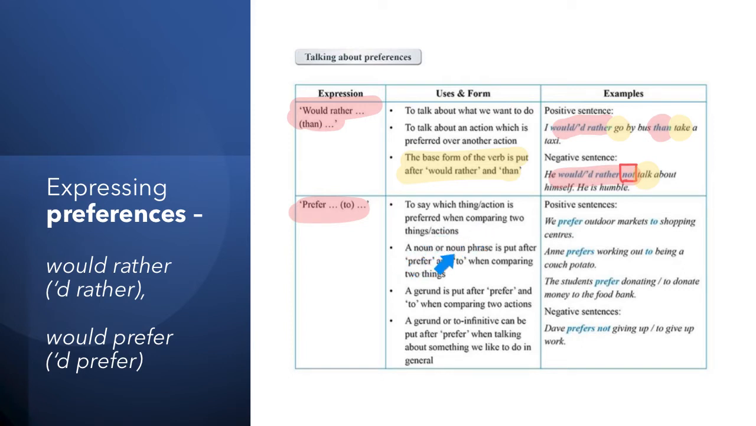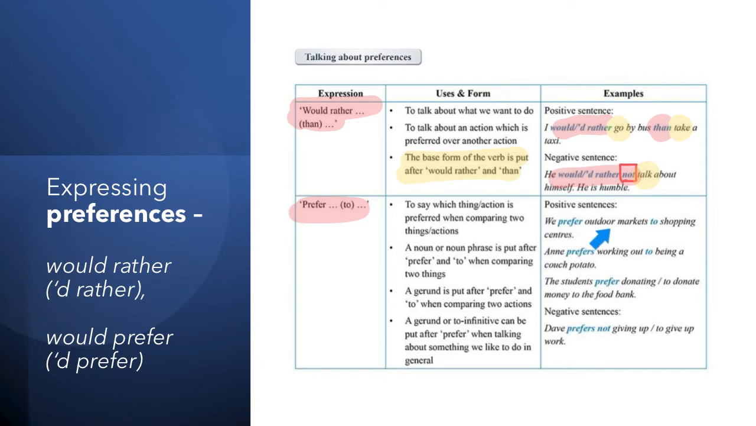We use a noun or noun phrase after prefer and to when comparing two things. Well, if the two things are not tangible things, but actions, then we would use a gerund after prefer and to when comparing two actions. A gerund or a to infinitive can be put after prefer when we talk about something we like to do in general, but we are not comparing two things. So let's take a look at them one by one.